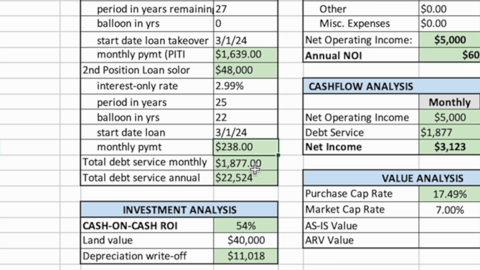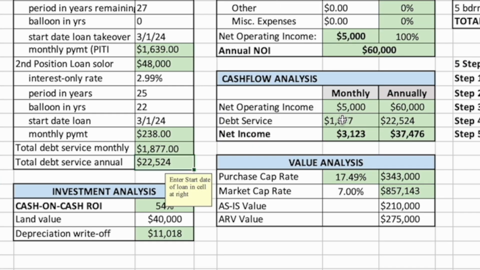Now that comes to 238. Even though that math, it should be a little bit lower. He did some kind of like, took some money up front or something, or they had to add something on. I don't quite know, but I do know his monthly payment is $238. So that means our total debt service is $1,877 monthly or $22,524 annual.